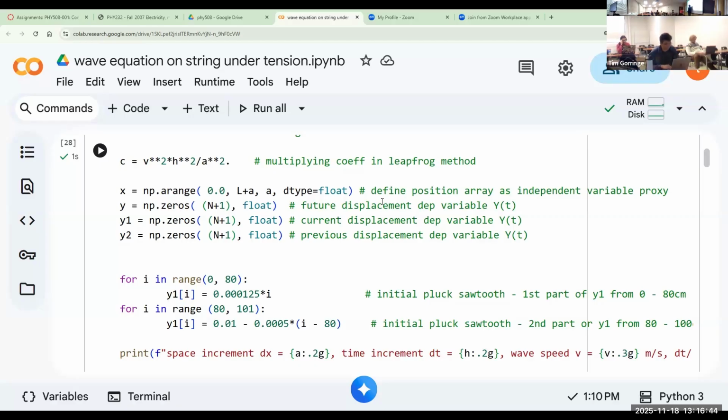Here are proxies, 3 of them, for the displacement of the wire vertically. I didn't pick the names very good. Well, the big Y, Y1, Y2, but we need the prior time, the current time, and the future time. So that's what these are going to correspond to. I should have called them something appropriate. Anyway, we have these arrays, these are proxies for the variables.